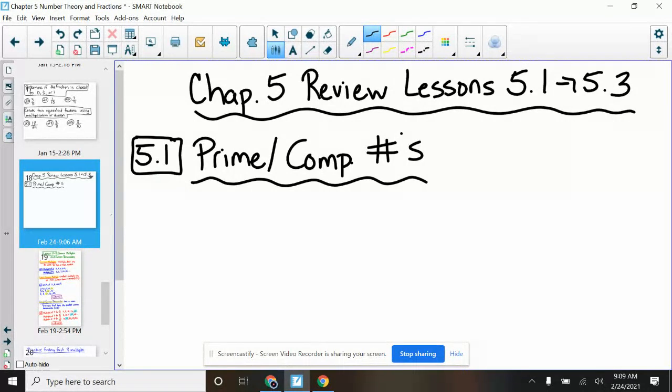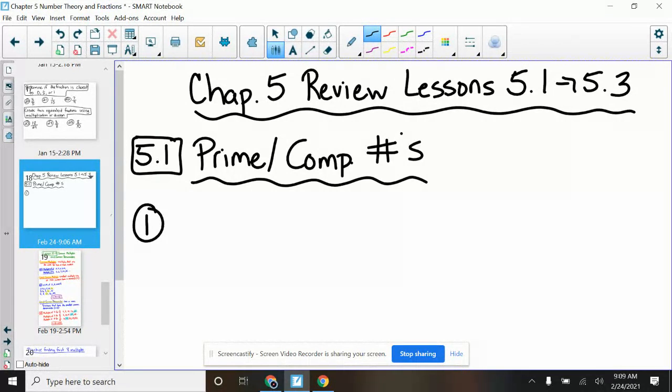Tessa. 11. That's a prime number. What about 2? 2 is prime. It's the only even number that is prime. All the other even numbers are going to be composite. So that's kind of a quick trick. If you're trying to determine if a number is prime or composite, if it's not 2, look and see if it's even. If it's an even number, boom, you know that thing's composite.